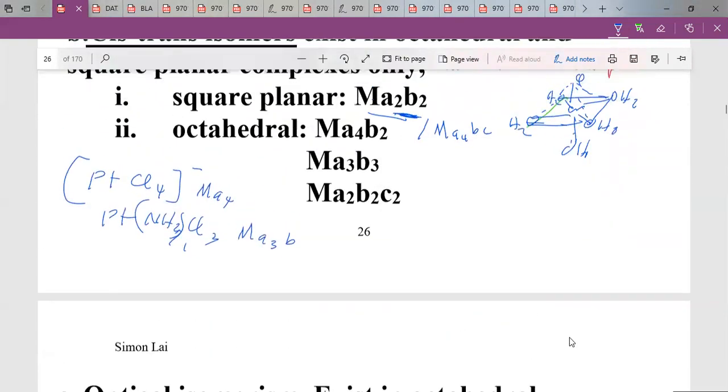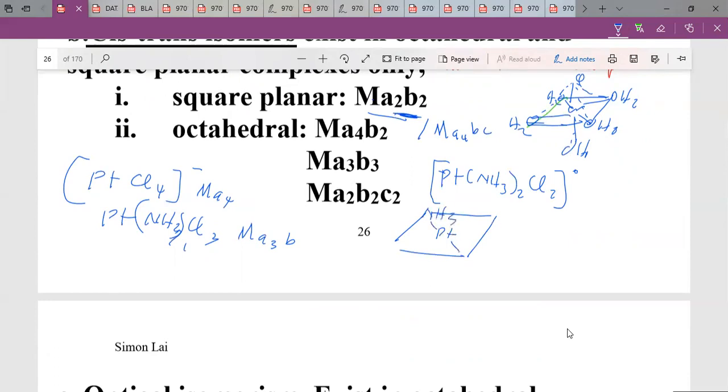Now let's say I draw it out for you. For example, Pt(NH3)2Cl2. The whole thing has charge 0: platinum is +2, and the ligands are neutral overall. So this is a platinum square planar complex. I draw the square planar, platinum here. Now, ammonia can be on here and opposite each other, and here you will have Cl and Cl. This is opposite, it's called trans.